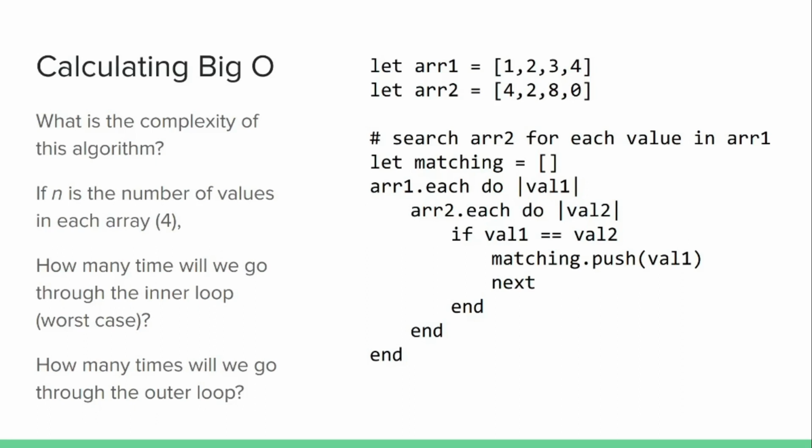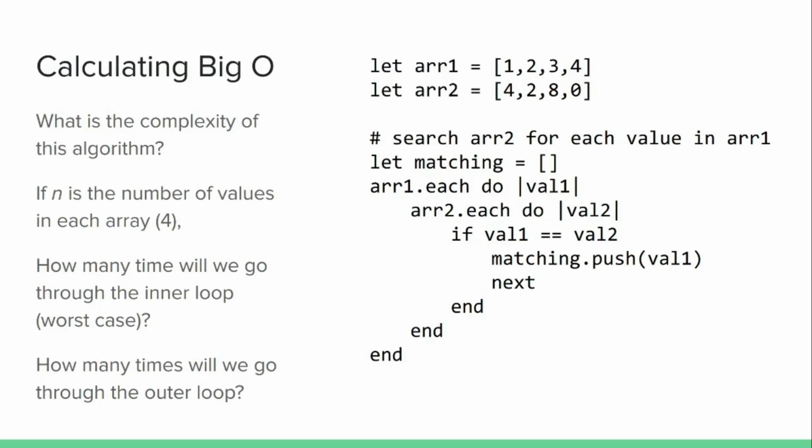This is like the example that we just saw for quadratic complexity, but let's look at it again. Make sure we understand the questions to ask so that we can calculate the big O complexity. If we look at this code on the screen, we have two arrays, and the size of each array is 4. We're searching in array 2 for each value in array 1. So we see that we have a nested loop. In the outer loop, we're looking through array 1, and in the inner loop, we're looking through array 2.